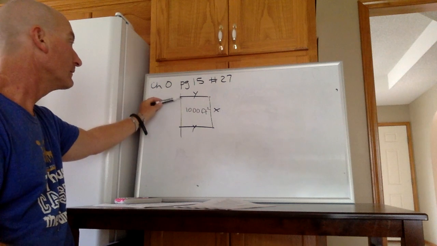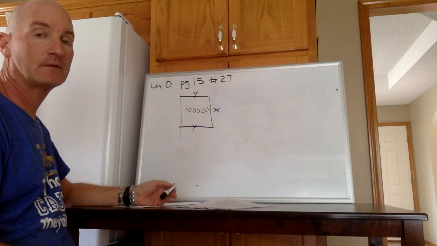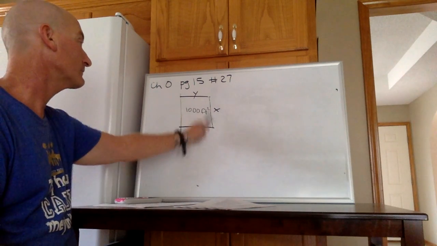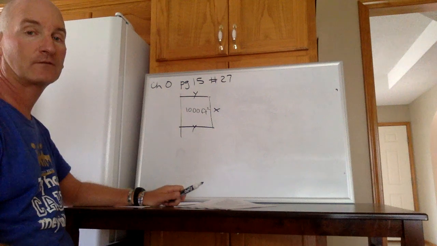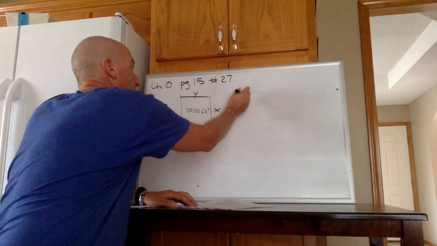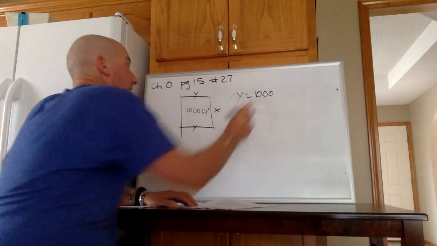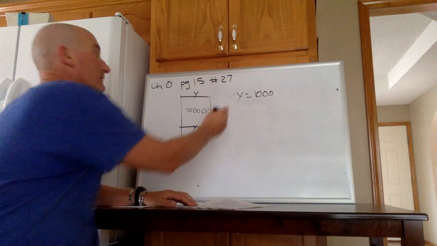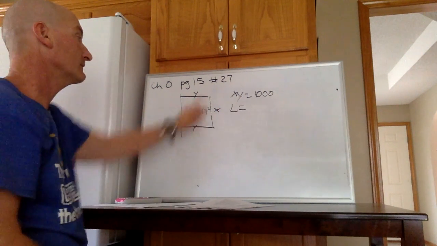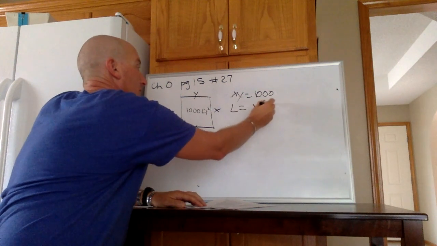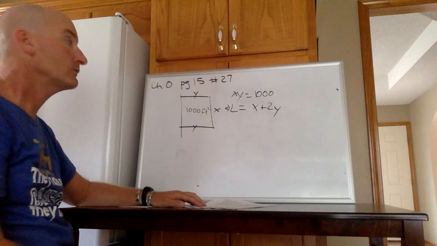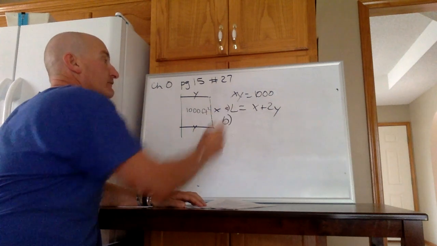So we are looking for the minimum amount of length required to fence in these three sides, given that this area stays fixed at 1,000 square feet. So my formula for the area is x times y equals 1,000 square feet. And they're using capital L to represent the length of these three sides, which is x plus 2y. So that's part A. Part B says to express the length as a function of x.